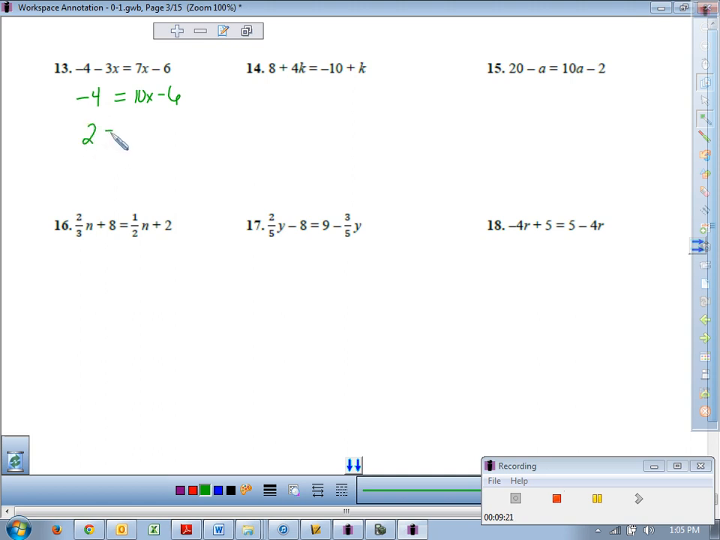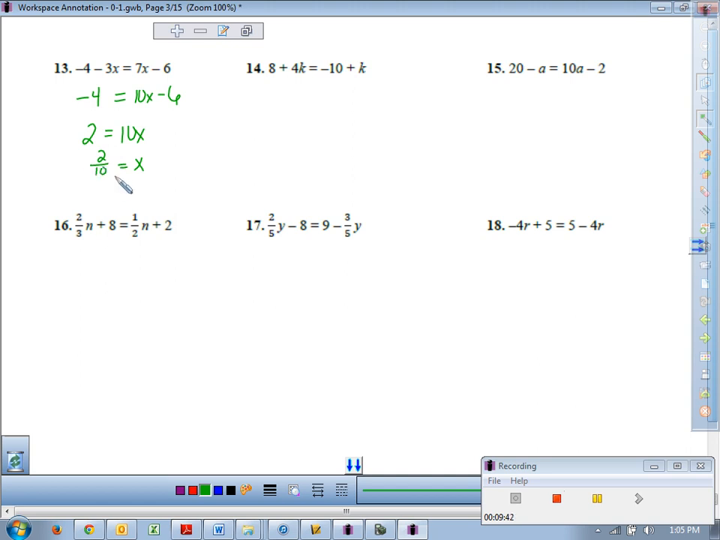So that would be negative 4 plus 6 is 2, and that would equal 10x. Cool? Now it's time to slow down, because the brain fart answer would be x equals 5. And this one ain't going to turn out to be x equals 5, because what do we have to do to solve for x? Divide by 10. And this really turns out to be x equals 2 divided by 10.